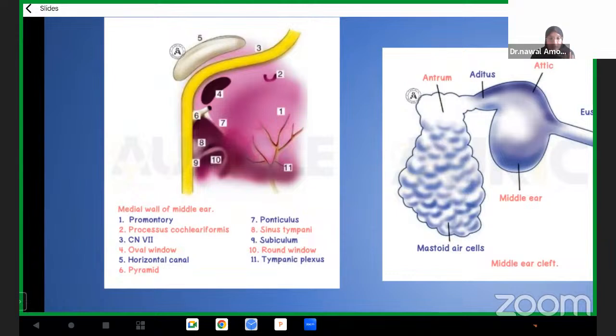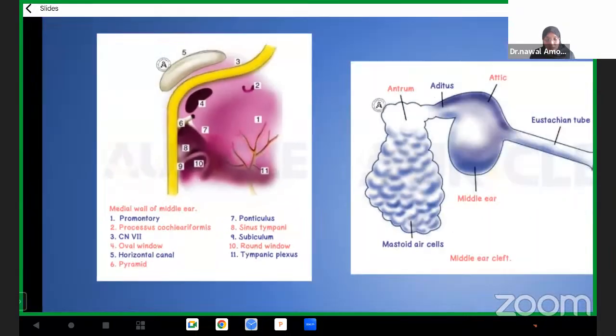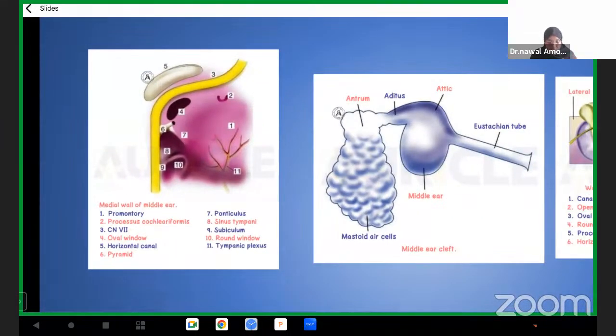Just remember that the medial wall of the middle ear has a horizontal canal, and an oval window, which is very important. We have the cochleariform process. The 7th cranial nerve is important to mention, the promontory is important to mention, and the tympanic plexus is important to mention. And there's one more thing, we have the round window. Number 10. So we have an oval window, we have a round window, and we have a horizontal canal. One canal and two windows.